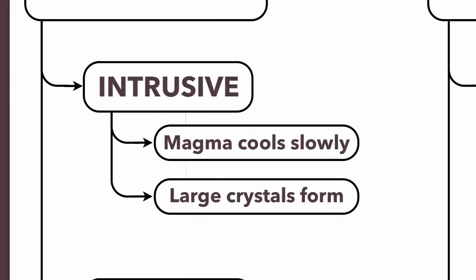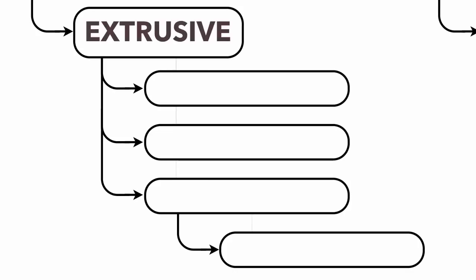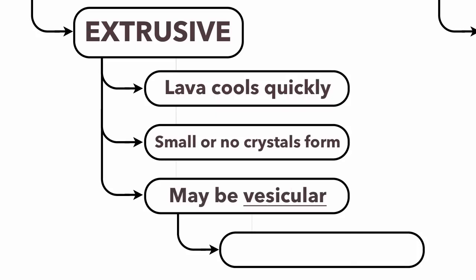But what about the second type? Well, as you might suspect, these are called extrusive igneous rocks. Instead of forming deep underground and cooling slowly from magma, these form on the surface. And because they cool really quickly from lava, you're going to get small or no crystals at all. And as a result, they may even have air bubbles trapped inside, which is something we call vesicular. So again, extrusive rocks form on the surface very quickly, and so you get very small or maybe even no crystals, and they may have air bubbles trapped inside.